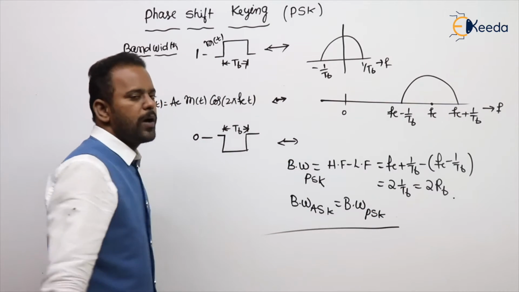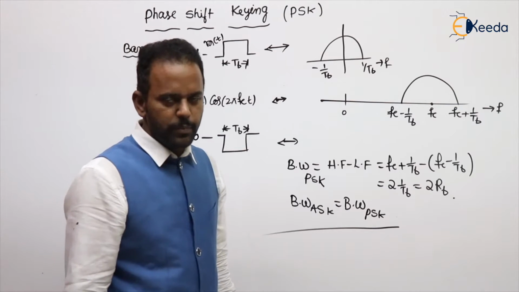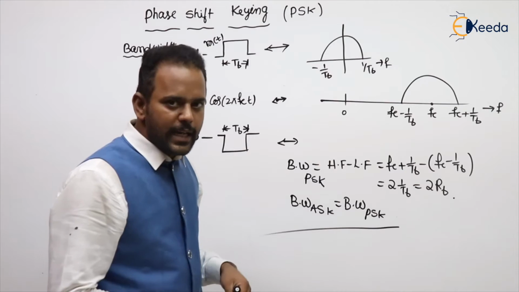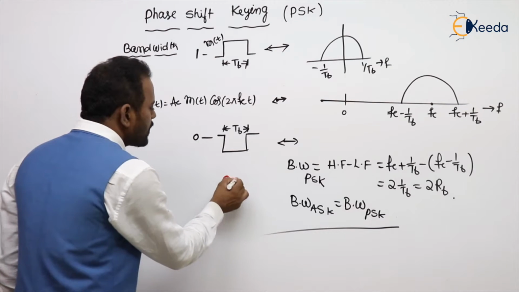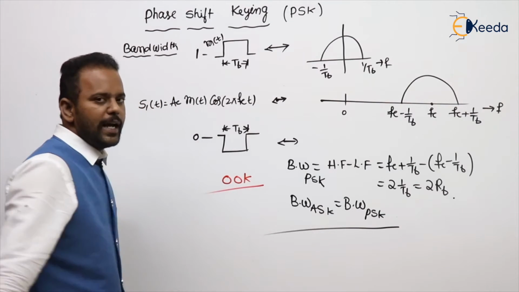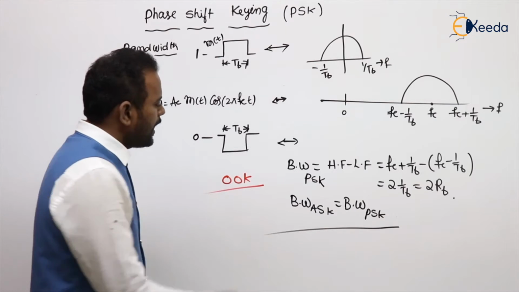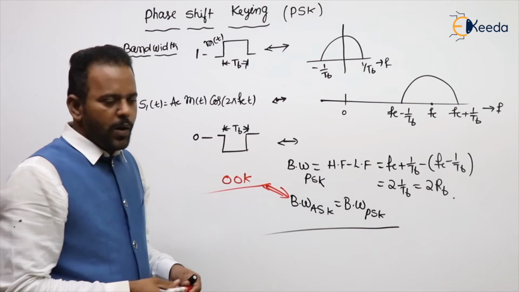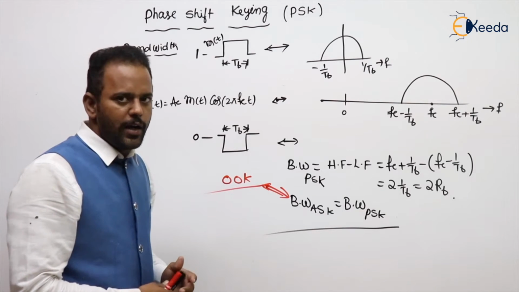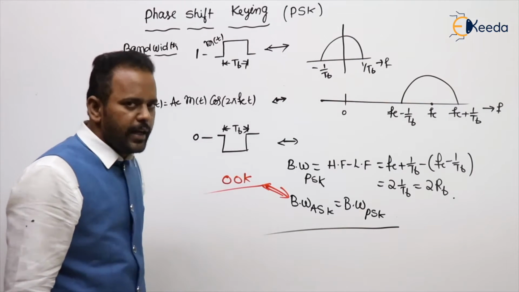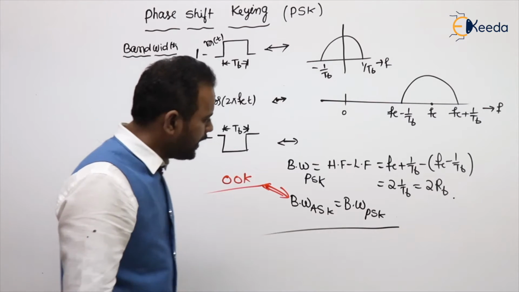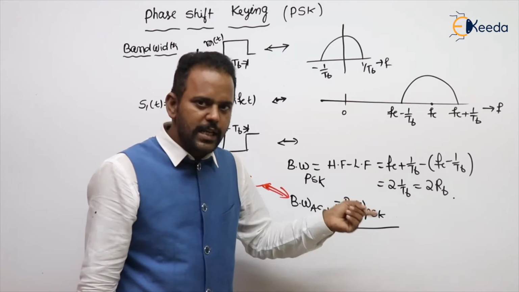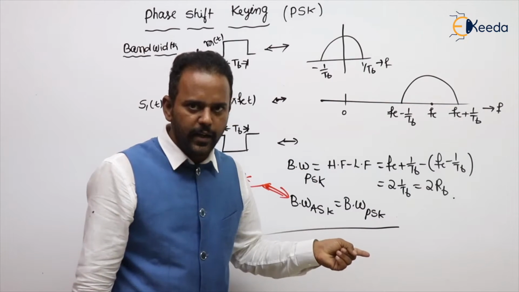Previous year GATE problem for 1 mark. But he, rather than giving ASK, he told OOK keying. OOK or ASK, both are same. That point you need to know. Why we are calling it OOK, I already told: on-off keying. Anyhow, finally, bandwidth requirement of PSK also 2Rb. ASK also 2Rb. Clear? Yeah.